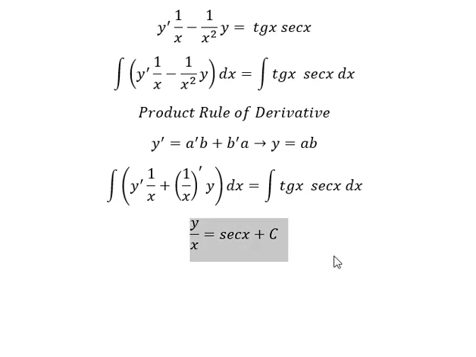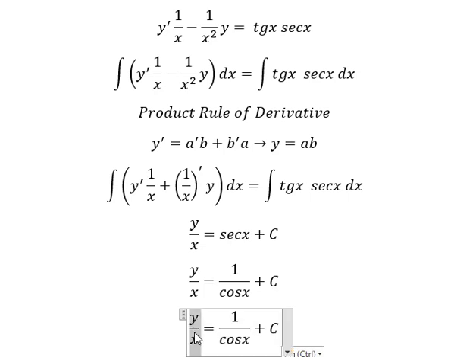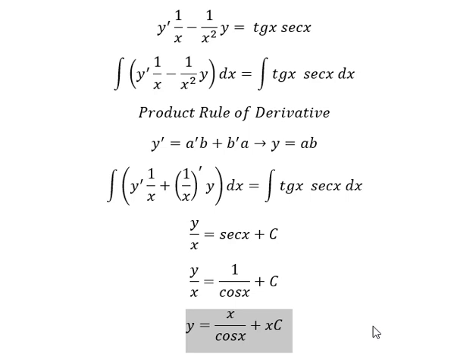Next, we know that this one is 1 over cosine x. Now, we multiply both sides by x. And here is the final answer. This is the end.